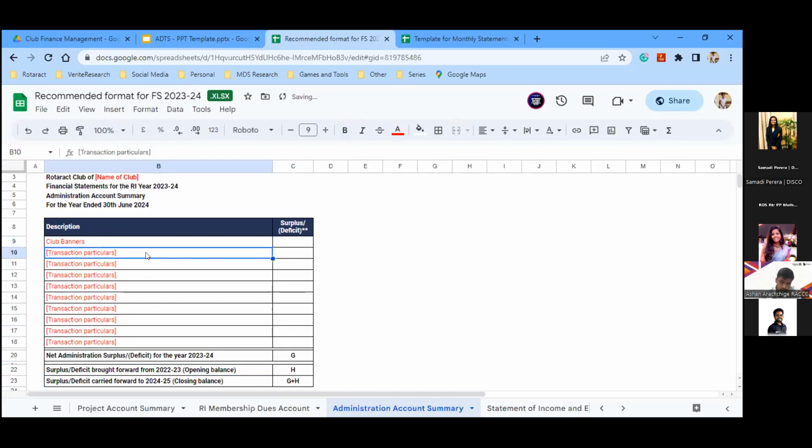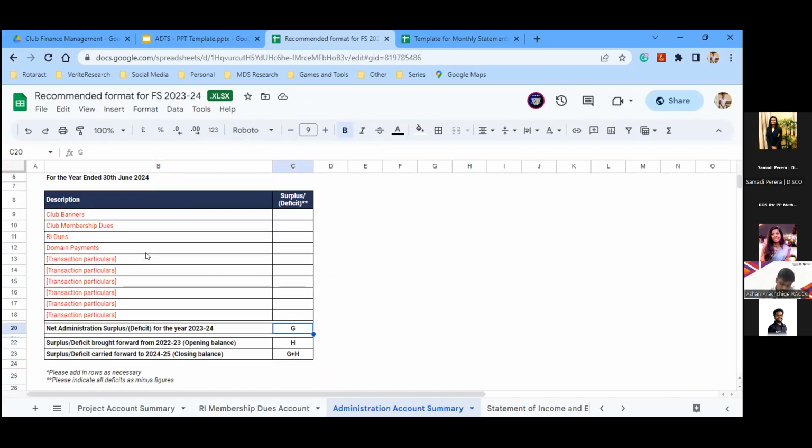Okay, and then you have club membership dues, and then you have RI dues. And if you have a blog, then domain payments for the blog, etc. All of those will be your administrative accounts. And again, the same as before, you get the net surplus or deficit. And then you have how much you had when you started your year, and you add these two together and you will get how much you're leaving behind, if any.